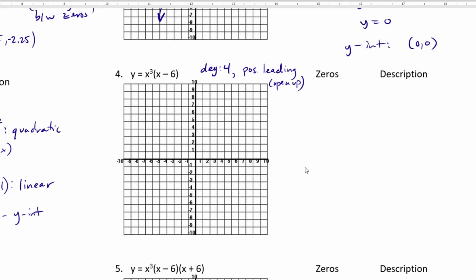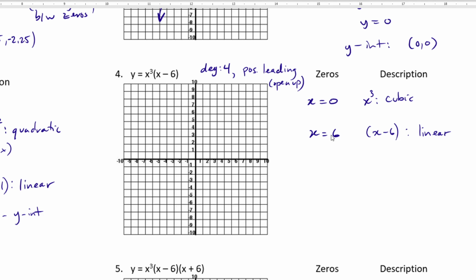All right, now I'm going to look at my zeros here. And my zeros are at x is equal to 0. And when x is equal to 0, that's going to behave like a cubic, right? Because it was x cubed. So it's going to make that S shape around x is equal to 0. And at x is equal to 6, we had this factor, and that's raised to the power of 1. So it's going to behave linearly through x is equal to 6.